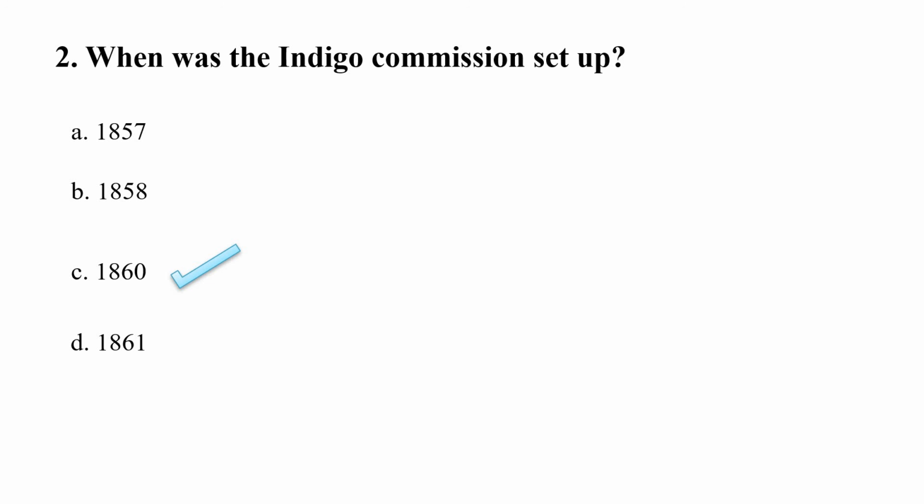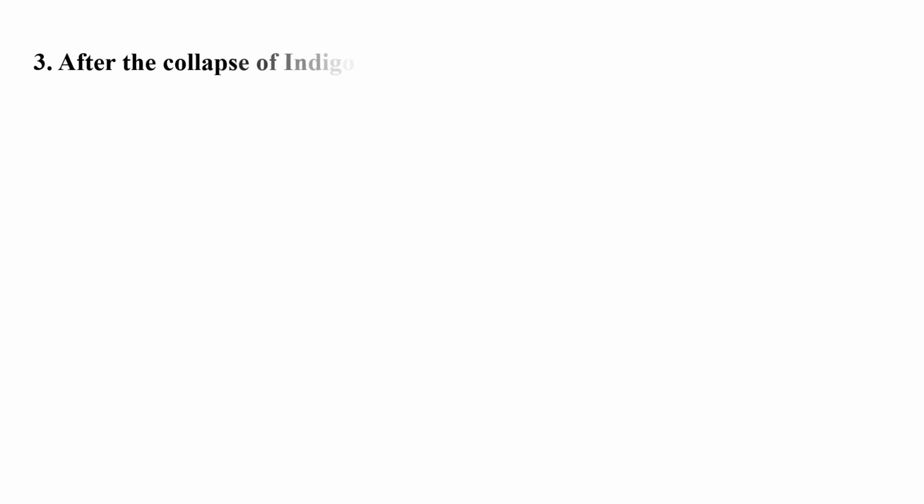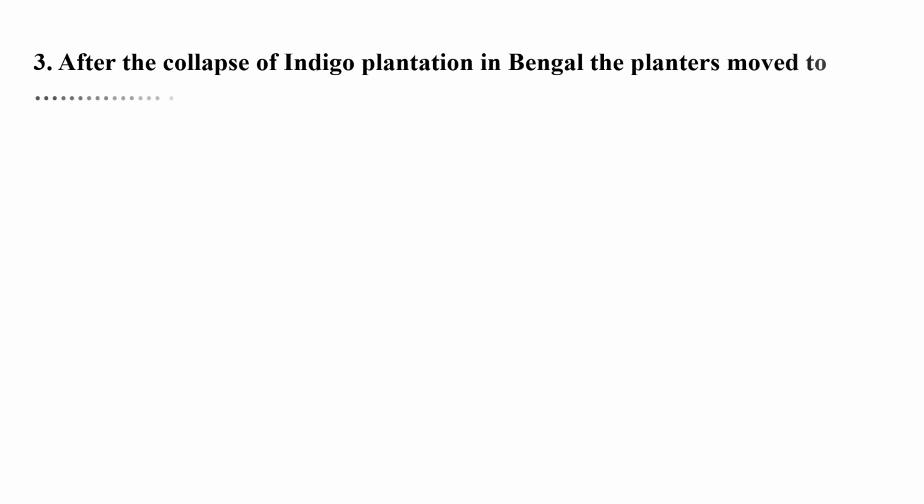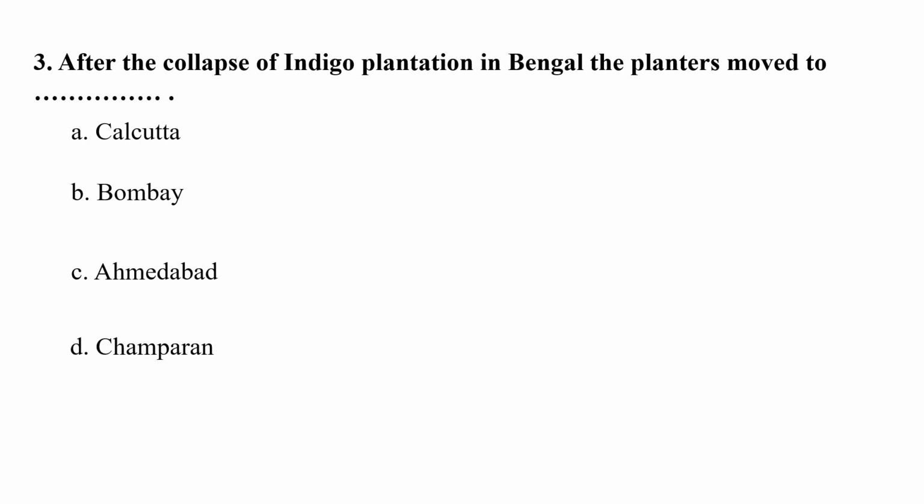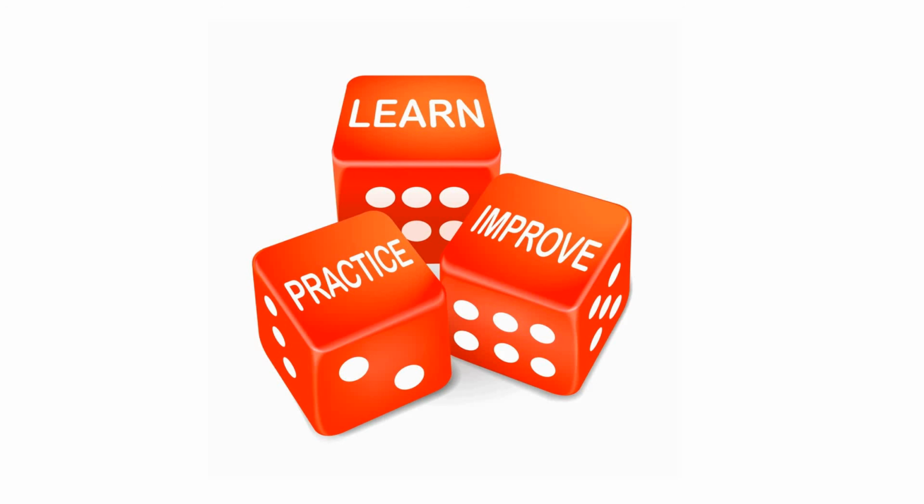Your next question is, after the collapse of indigo plantation in Bengal, the planters moved to, and the options are A. Calcutta, B. Bombay, C. Ahmedabad, or D. Champaran? The correct answer is D. Champaran. It's practice time now, and here is some homework for you.